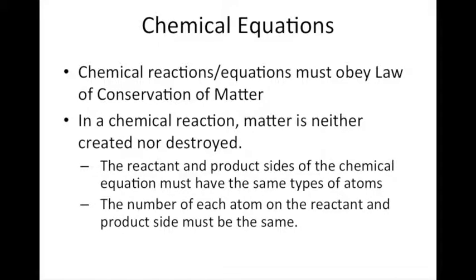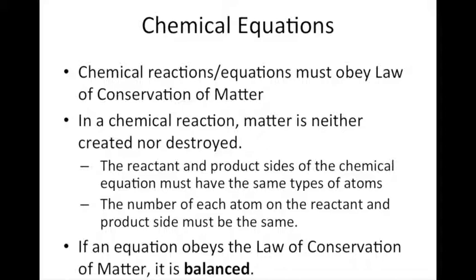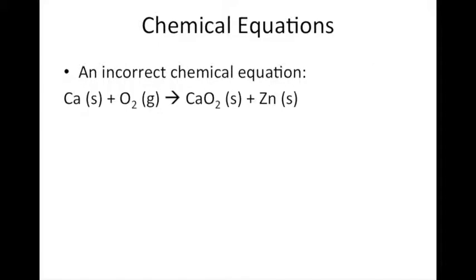Another way to say this is that the reactants and products side of a chemical equation must have the same types of atoms, and they must have the same number of each atom on each side. So when we have a chemical equation that obeys the law of conservation of matter, we say that it is balanced. So take a look at this chemical equation.